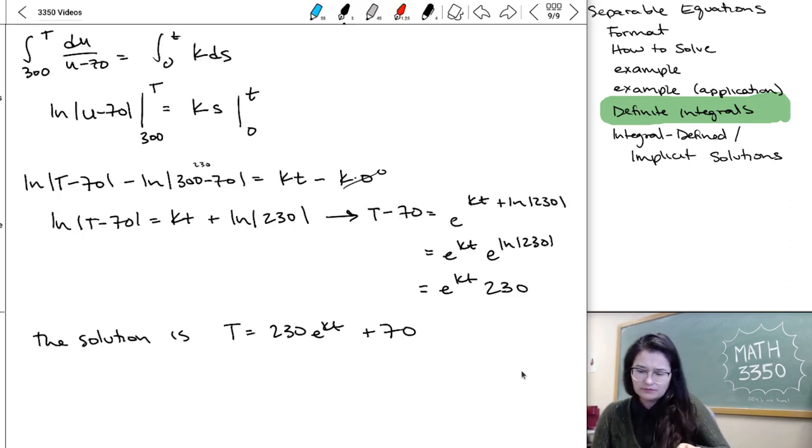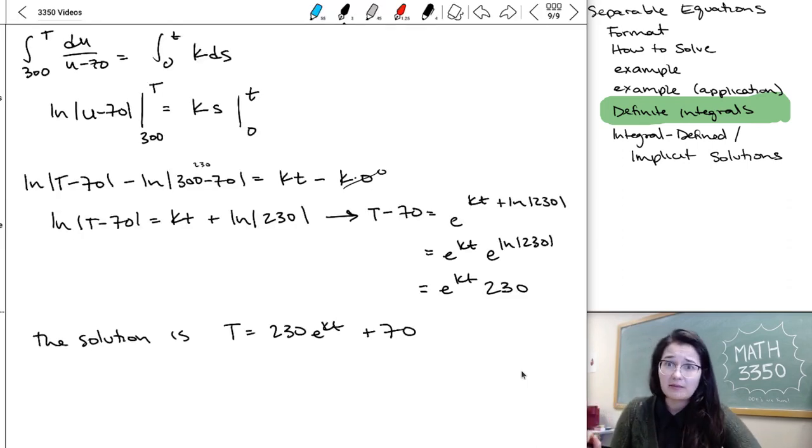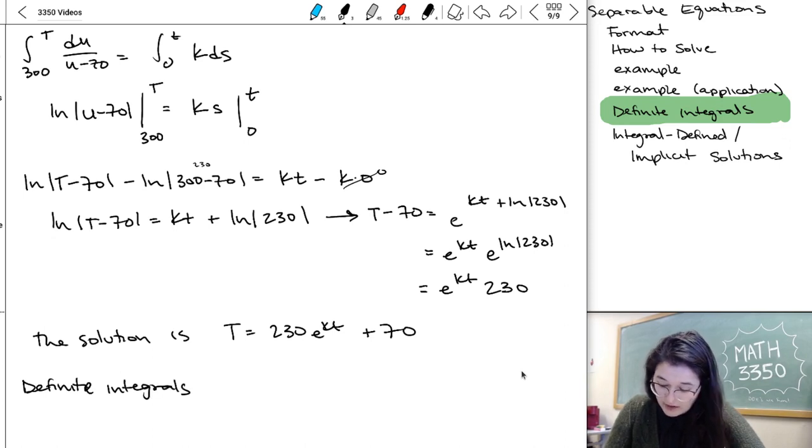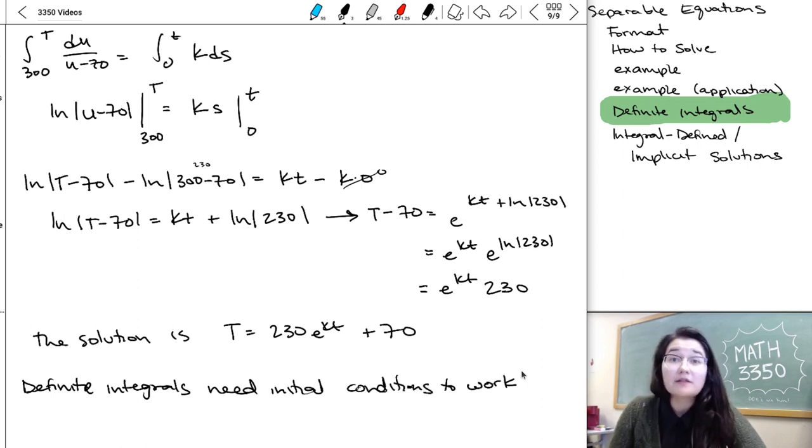Oh, no. Sorry, I turned off my tablet for a second. So these definite integrals do need initial conditions to work. So if you're trying to find a general solution, you won't have those initial conditions to plug in. You do need to include your constant of integration.